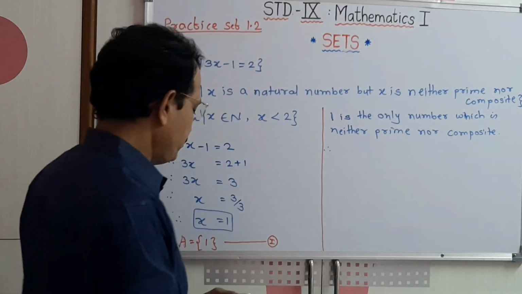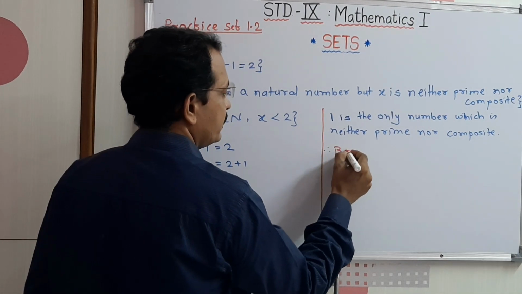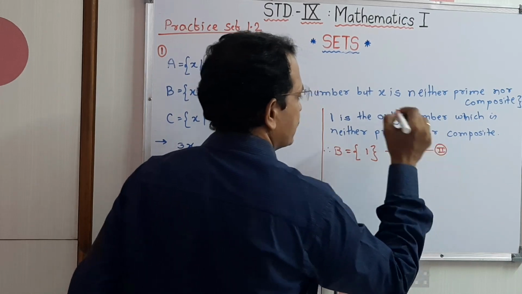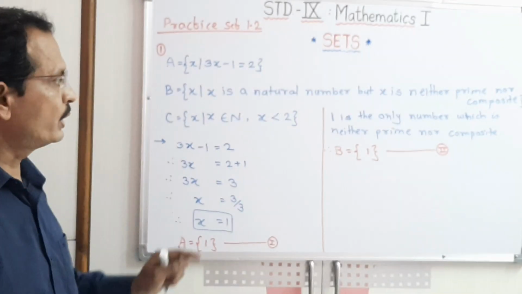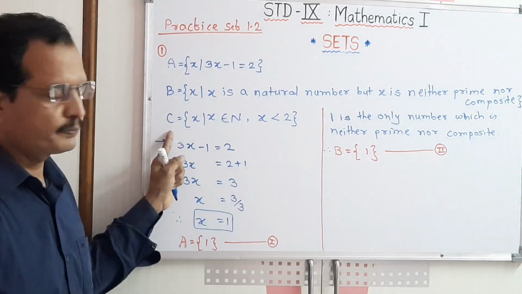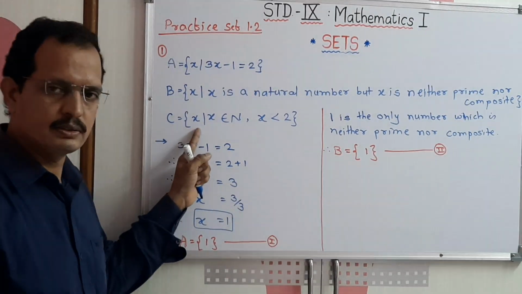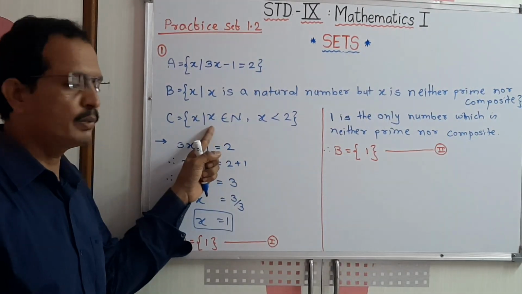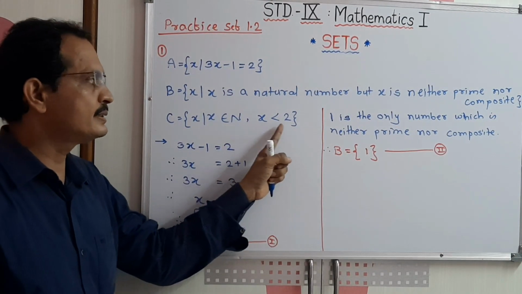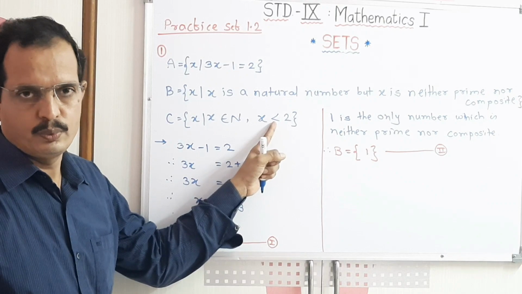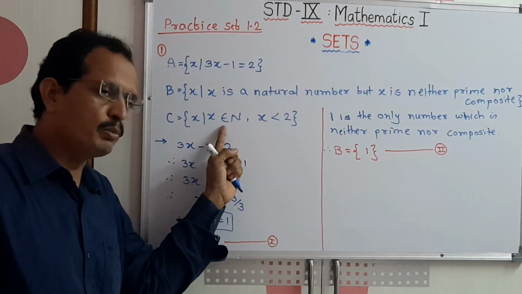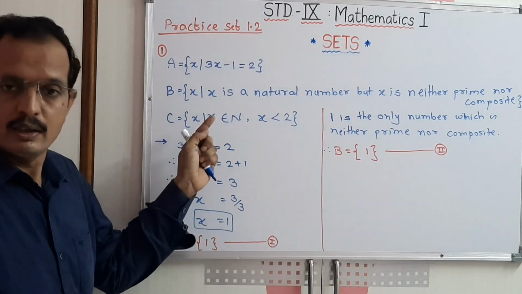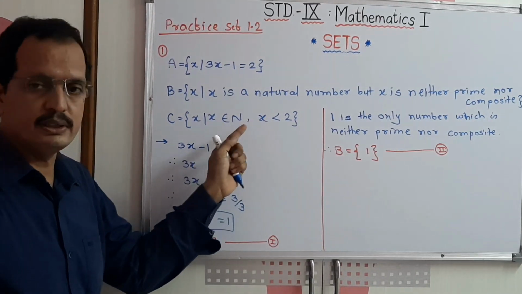Therefore, the element of set B is 1. This is statement number second. Now we have to see the third set. C is a set of x such that x belongs to natural number. That means x is a natural number, and another condition is x is less than 2. That means we have to write the natural number which is less than 2, and there is one and only one natural number which is less than 2, that is 1.